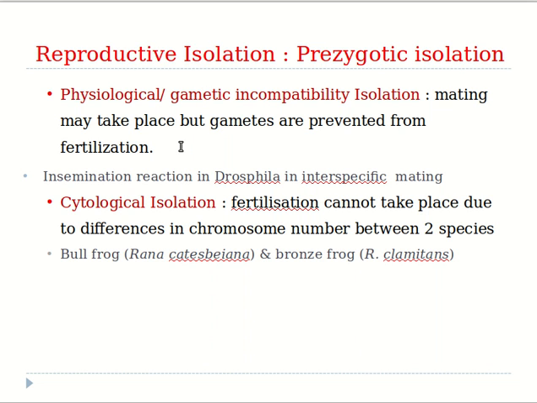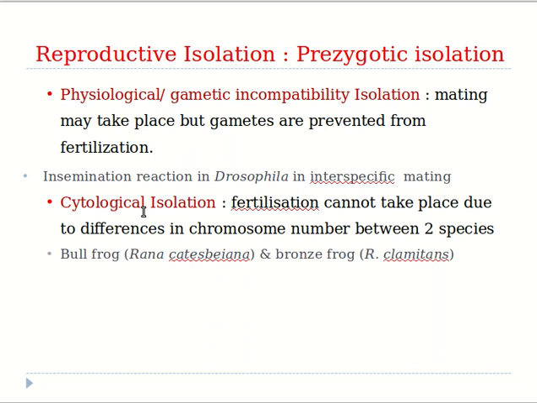So in the case of Drosophila, only interspecific mating can give harmful effects on the vagina. That can result in certain reactions occurring in the female Drosophila, which can be referred to as the insemination reaction. Right. Now the last one is cytological isolation.